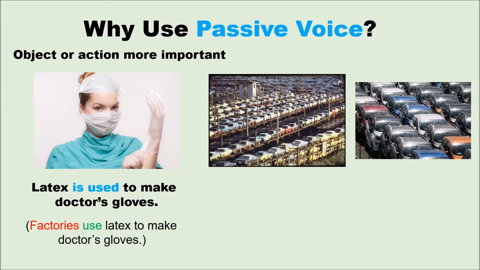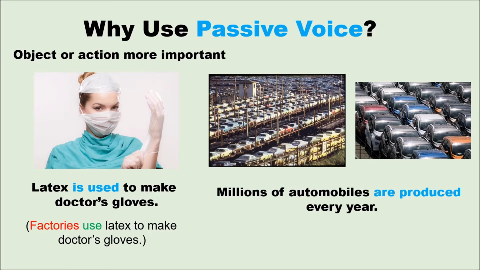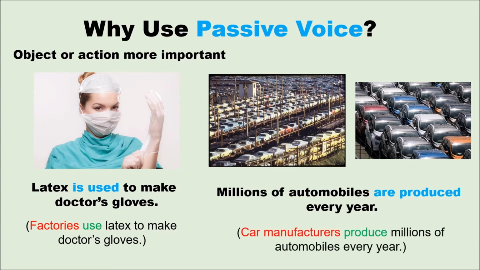Another example of passive voice. Maybe you're talking about cars or you want to write about automobile production. Millions of automobiles are produced every year. And the active voice would be: car manufacturers produce millions of automobiles every year. It may be that your essay is about the production of cars or the number of cars, but not about the car manufacturers. Hence, you can delete the subject car manufacturers if your topic is more about the number of cars produced, or possibly even the amount of pollution in the atmosphere.